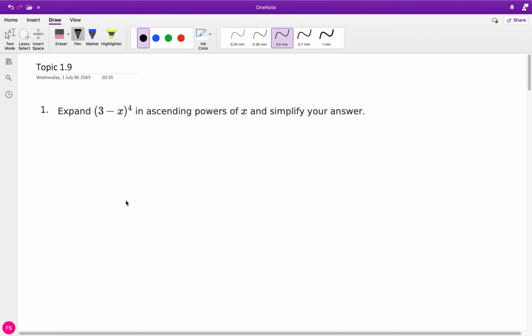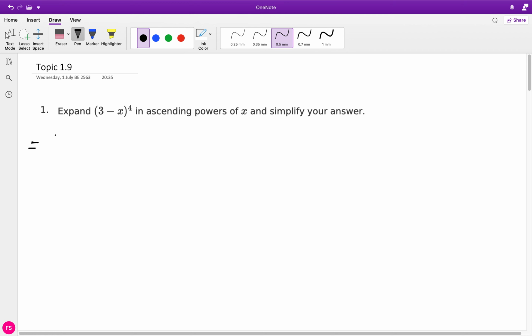In this video, we are going to solve 6 different types of questions on binomial expansions. So let's start. Number 1, expand (3 minus x) to the power of 4 in ascending powers of x and simplify your answer. This is a simple type. You just need to follow the formula that we learned in my previous video.